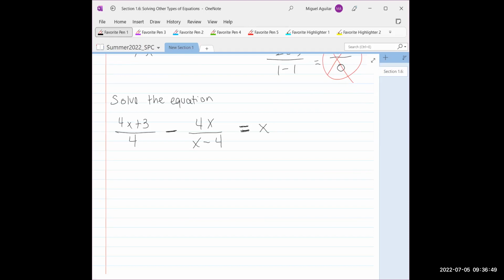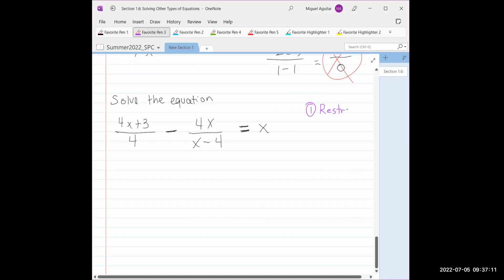Let me give you a moment to write that down. I'm going to walk you through what you need to be thinking about as you approach these, and there's a lot to think about here. The first thing we need to do is find the restricted values.